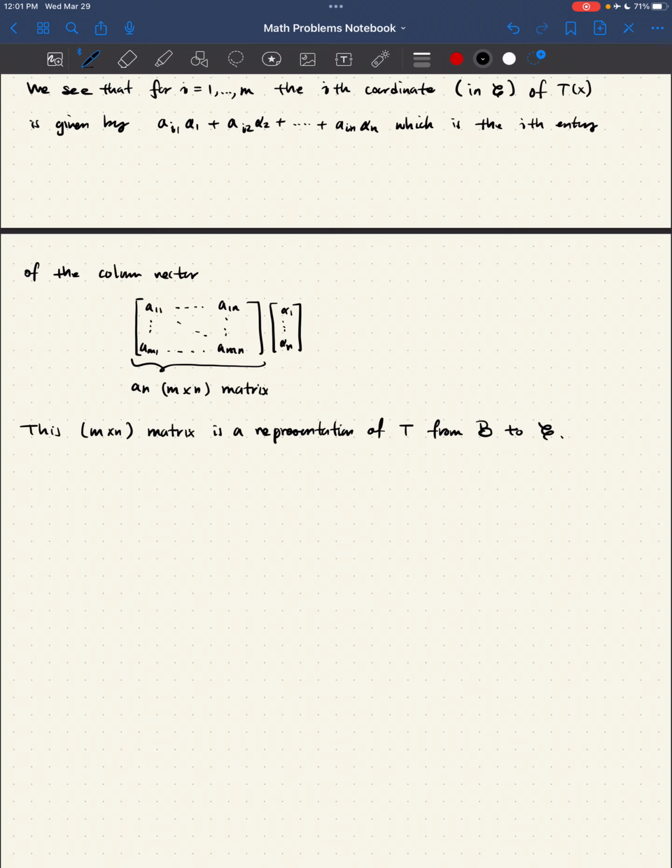And if it happens that T is the identity, then we say that this matrix is the change of basis matrix. But for that, there's an example that is coming up.